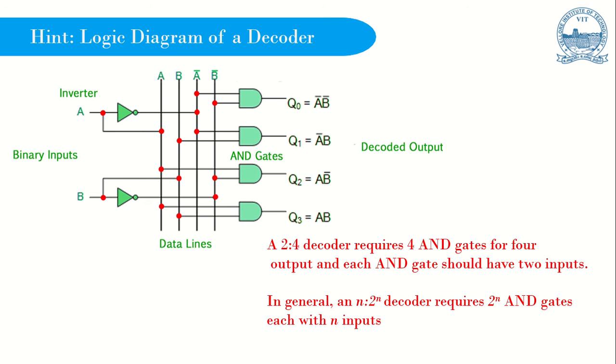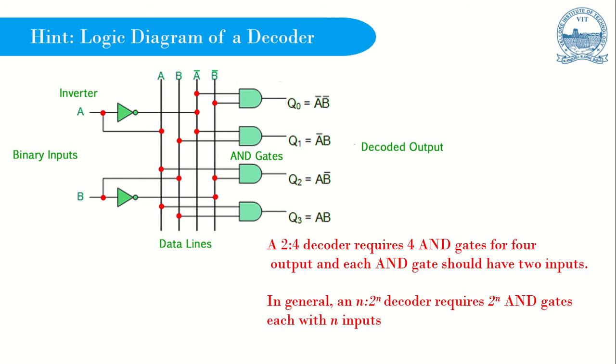Okay, if I want to generalize this, I can say that an n input decoder is capable of generating 2 power n product terms using 2 power n AND gates, and each AND gate is going to have n inputs. So the disadvantage of this is that it will increase the number of gates and the number of inputs per gate. So let us consider an example.